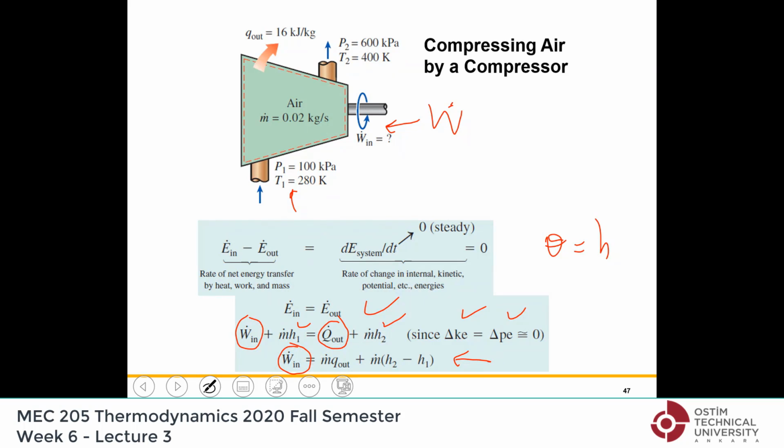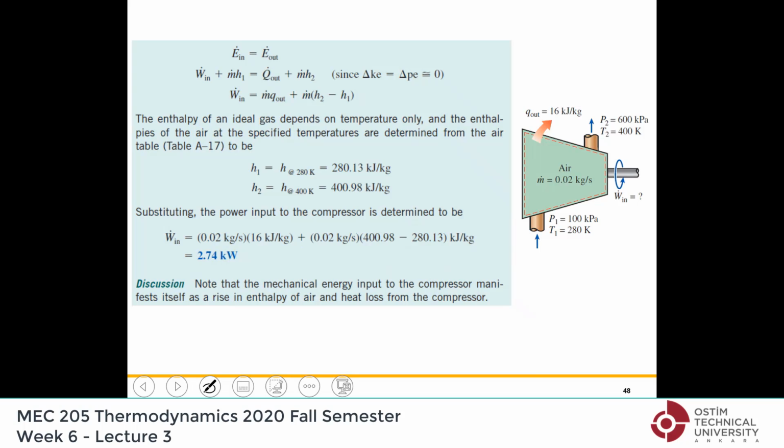The needed power input is the heat transfer rate out plus the enthalpy change, for the entire mass flow rate. So it is this one here. So I need the enthalpies of air. If you go to the air table, at temperatures of 280 Kelvin and 400 Kelvin, you can read the enthalpies, okay? And the mass flow rate is given, heat out is given per unit mass. Now I read the enthalpies, h1, h2, mass flow rate is given. So everything is available. Just plug in the values, do the calculations, and you get 2.74 kilowatt. So this is the power that must be supplied to the compressor for these operating conditions to be maintained.